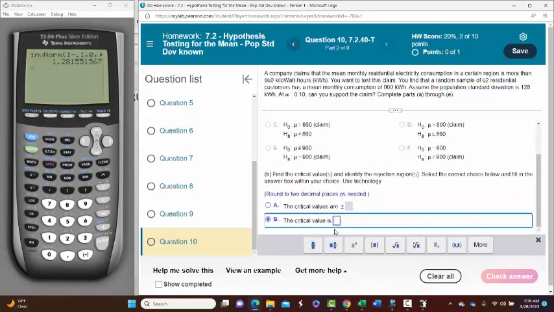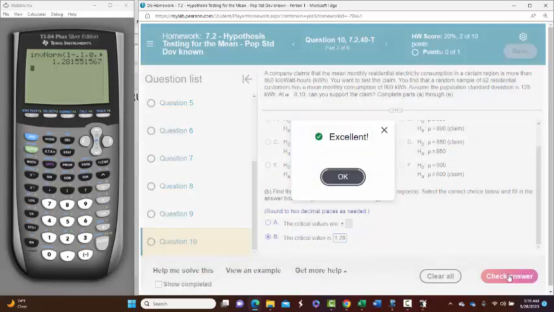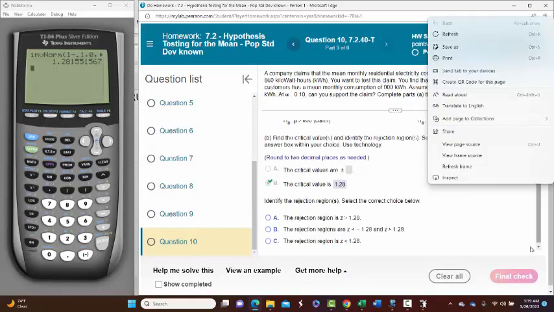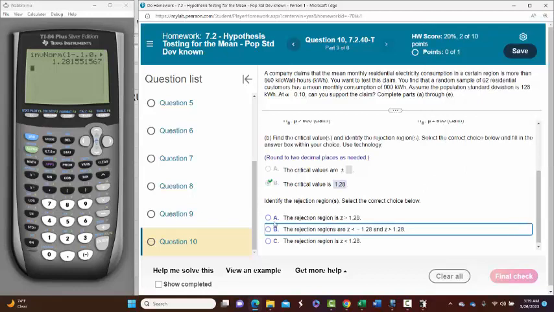I see. We had one like that earlier. That was a two-tailed. Critical value for this, there's just only one of them. Excellent. Look at us go. So right-tailed test means you'll be rejecting to the right. So it has to be that one.